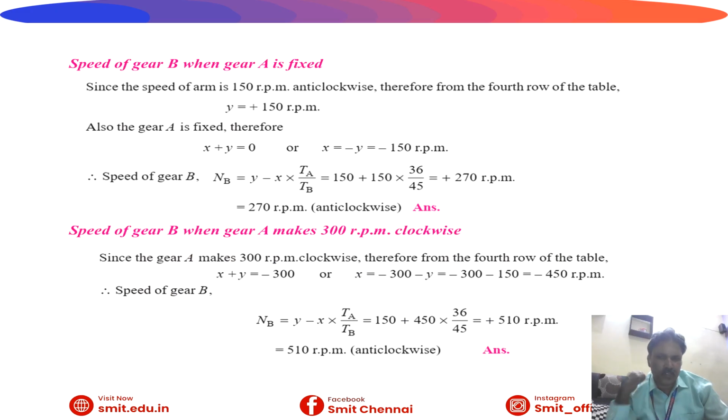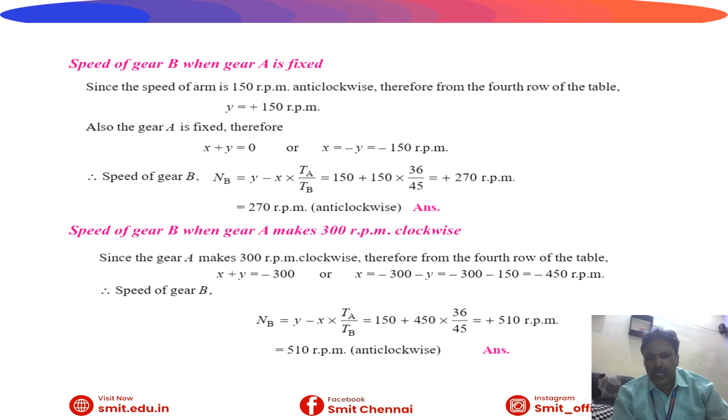Then we have to use the conditions. What are the conditions we are going to use? That is important. The first condition is given in the problem: speed of gear B when gear A is fixed. Since the speed of the arm is 150 rpm anticlockwise, from the fourth row of the table, Y is equal to 150 rpm. Also, gear A is fixed, therefore X plus Y equals 0. Then X is equal to minus Y, therefore minus 150 rpm.